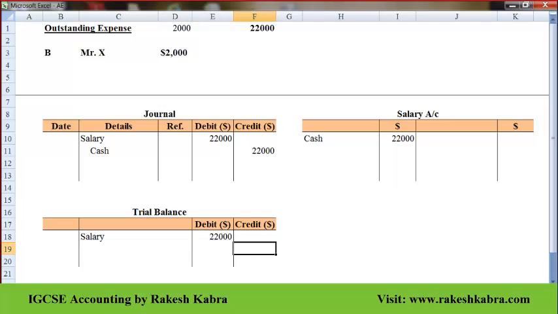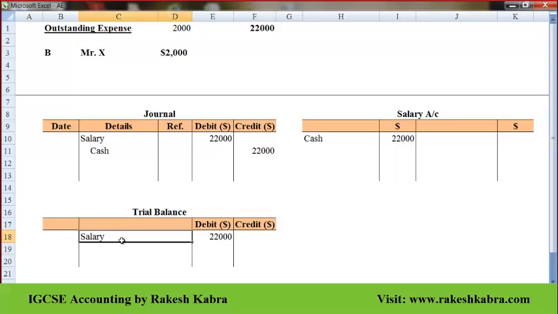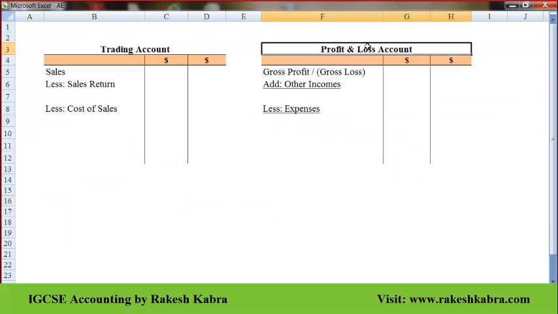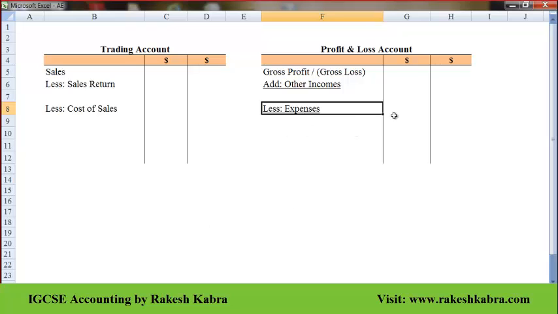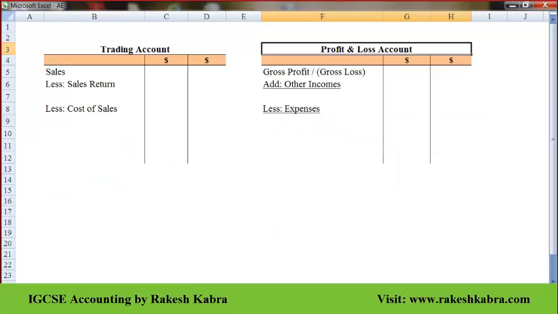Now after the trial balance, we prepare the income statement at the end of the year. Salary is an expense, so salary will come in the profit and loss account under the head expense. But the P&L account will accept only the figure of 12 months. In the trial balance salary is there, isn't it? But its figure is only related to 11 months. So the profit and loss account will not accept that figure.